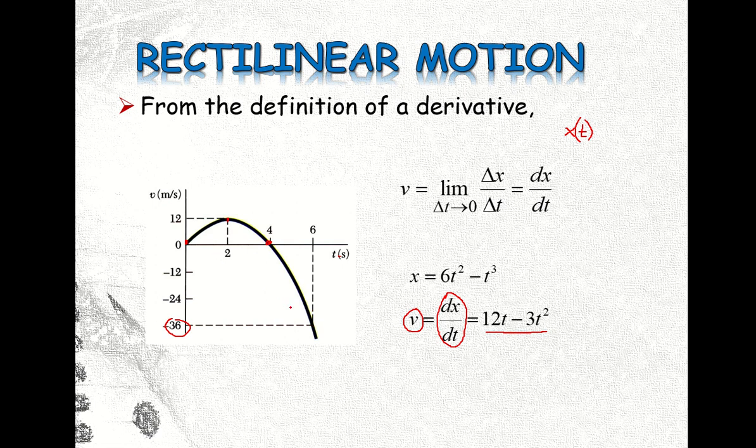So connecting these points, we have the graph of the velocity function. Okay? So this is the graph of the velocity function. Alright? So when you graph the velocity function, it looks like this, considering the given position function. Okay, this is our position function.